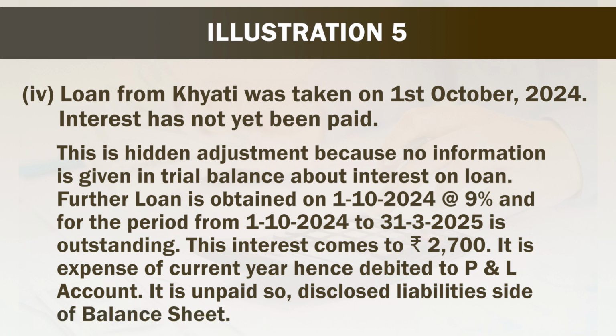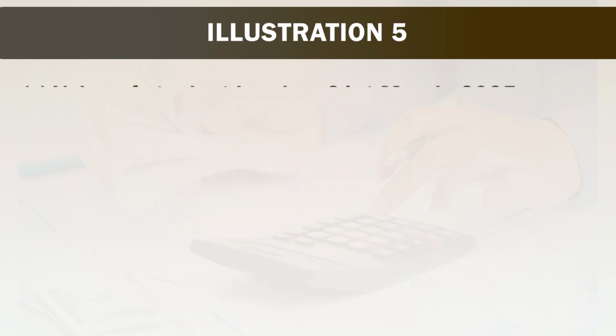Further, loan is obtained on 1/10/2024 at 9% and for the period from 1/10/2024 to 31st March 2025 interest is outstanding. This interest comes to rupees 2,700. It is expense of current year, hence debited to profit and loss account. It is unpaid, so disclosed liability side of the balance sheet.